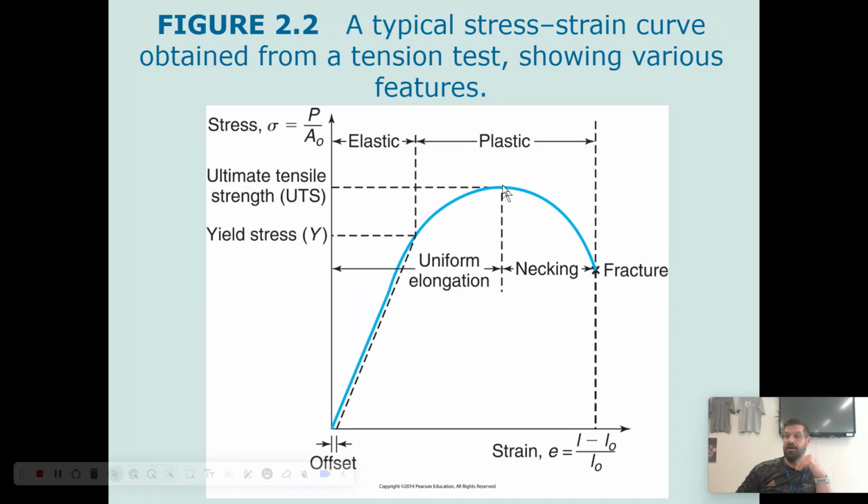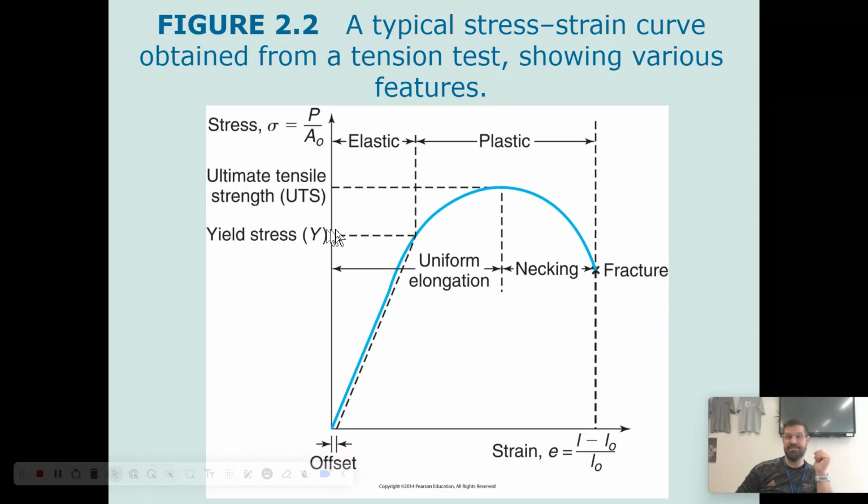And if you continue to apply more and more force, it's going to reach a point where it begins to neck, where it starts to get skinnier at one particular part along the length of the material. At that point, all of the additional force you apply is going to cause that material to stretch only at the neck. All of the stretching is going to happen at the neck, and it's going to continue to stretch and become thinner until it fractures and breaks. Any part of the graph that is over here is referred to as plastic. Plastic just means it has changed and it will not bounce back.